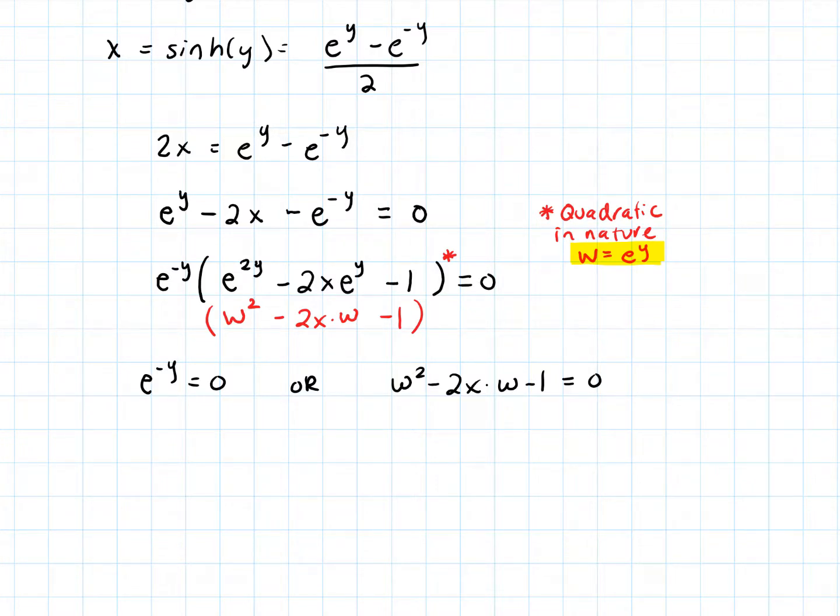Now, first of all, this first factor is never going to equal 0 because e to the negative y is always greater than 0 by properties of exponentials. Exponentials are always positive, always greater than 0. So there are no solutions coming out of that factor. The only solutions for when this could be equal to 0 is when the other factor equals 0, but it's quadratic. So let's use the quadratic formula.